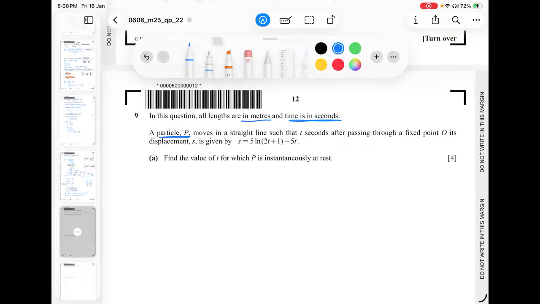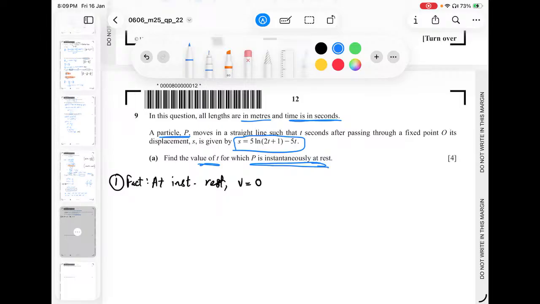A particle moves in a straight line such that t seconds after passing fixed point O, the displacement is given by this. Find the value of t when P is instantaneously at rest. At rest, so the fact you need to remember is that at instantaneous rest, the velocity is always 0.